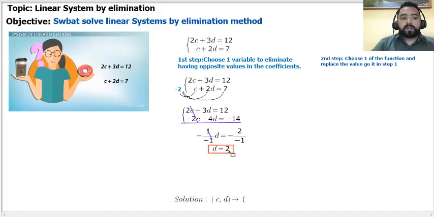Now, finally, we have the value for d. The value for d is 2. This value we are going to use in the second step. So wait, look at this.